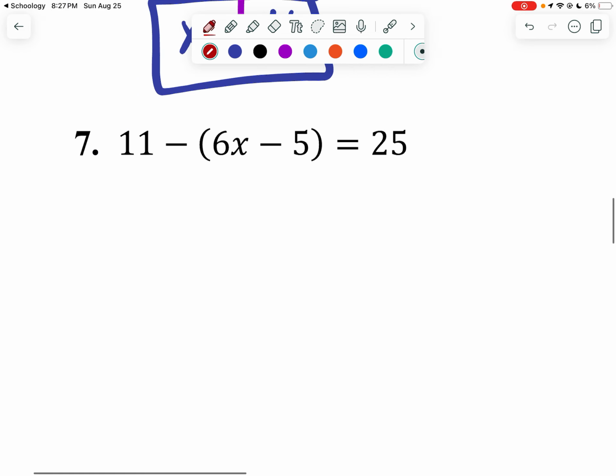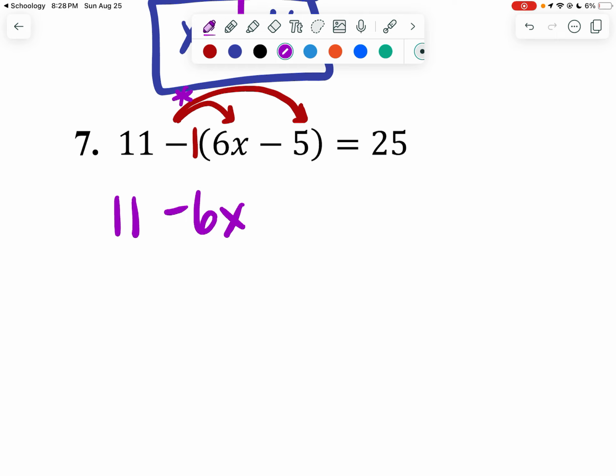All right, number 7. This one has parentheses, but I can't do anything in the parentheses right now, so we want to get rid of the parentheses. So this is distributing. Okay, I'm not distributing the 11, though. I'm distributing whatever is right in front of the parentheses, which in this case is a negative 1. So I'm going to bring down that 11, and then remember, distribute means multiply. So negative 1 times 6x, that's minus 6x. Negative 1 times negative 5, that's plus 5.